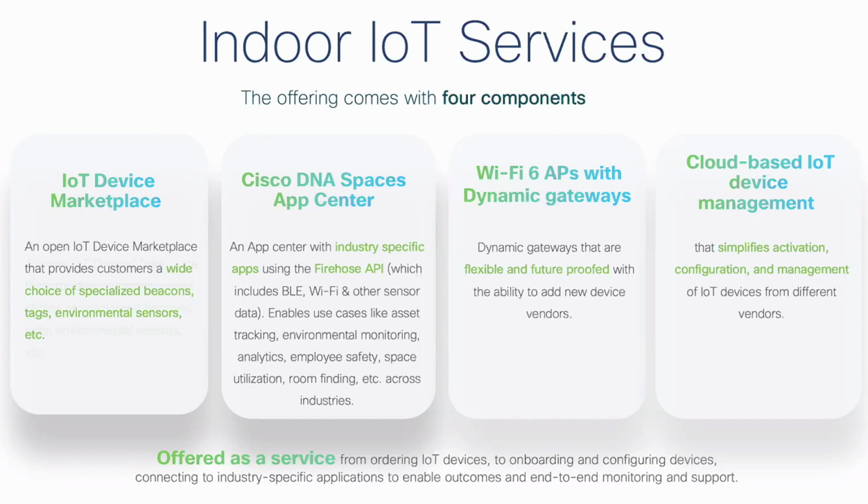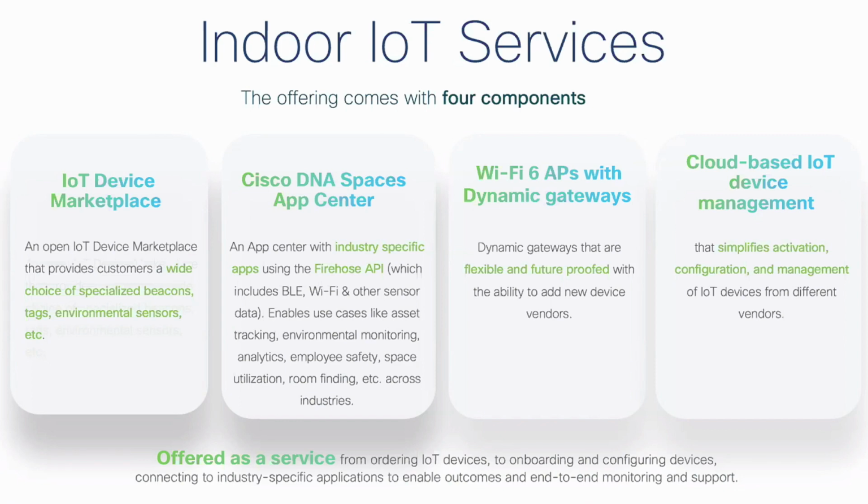And then the second part is the DNA Spaces App Center, where we're also not going to be able to provide all the end-to-end apps by ourselves. We're going to provide an app store that says, hey, I want to buy an application from Simon AI that uses my asset tags, or buy an application from IBM TRIRIGA that uses proximity sensors. We can build these applications independent of the devices.